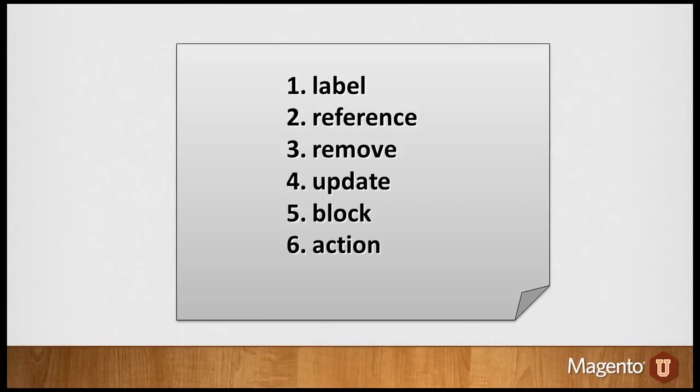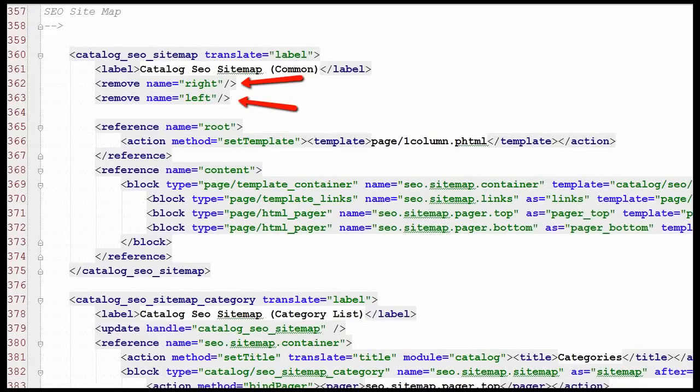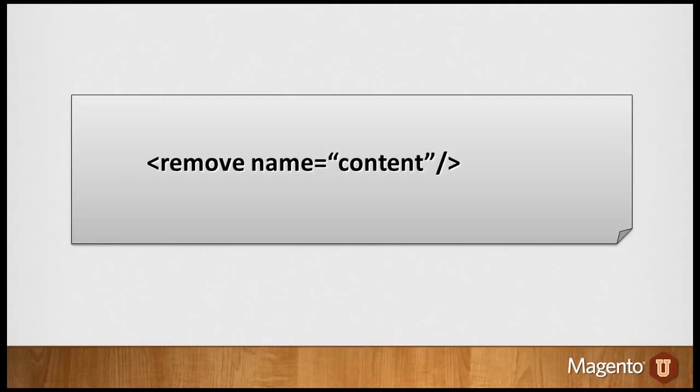Third, the remove node is a directive to remove an existing block from the layout. To remove any particular block, you must specify its name attribute. In fact, the system sets an ignore flag for the block specified in the node, so that the system will skip rendering the block. The syntax is as follows.